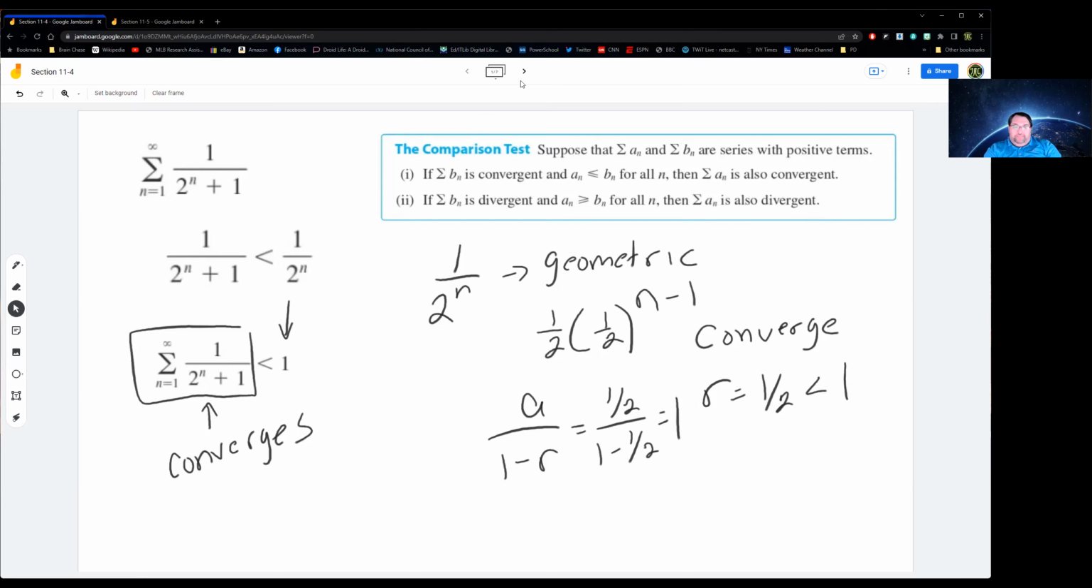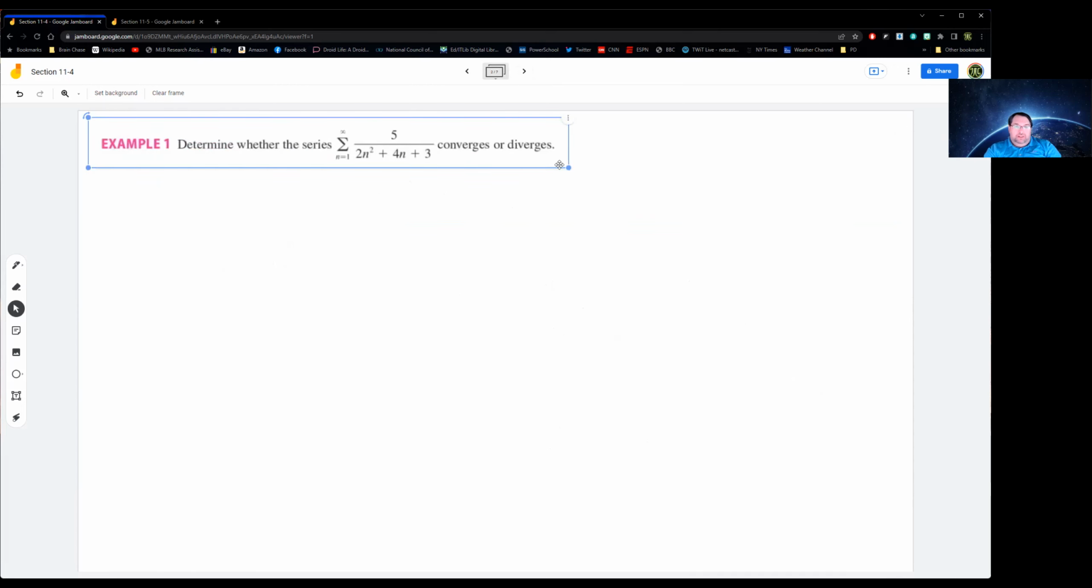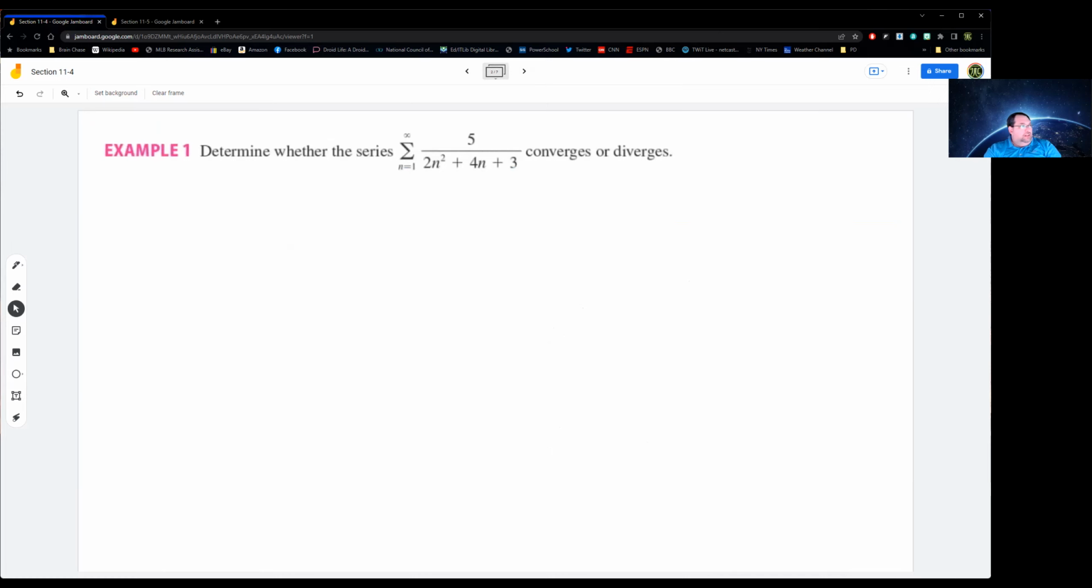All right. Let's actually use it. So first we're going to look at this one. We want to determine if this one converges or diverges.